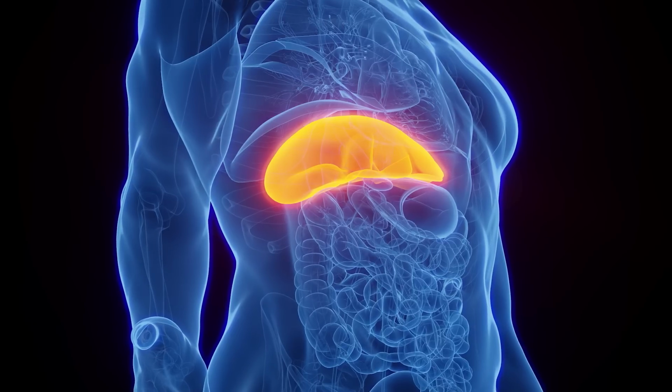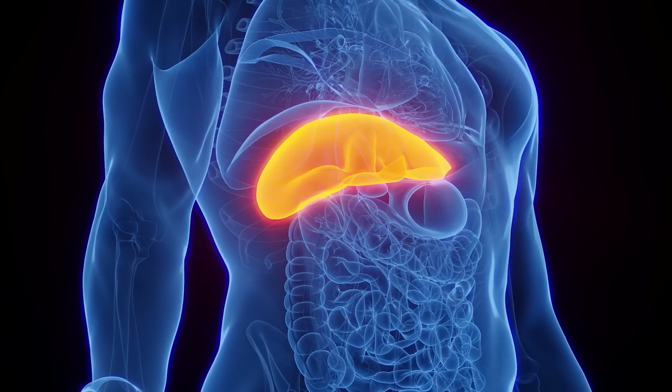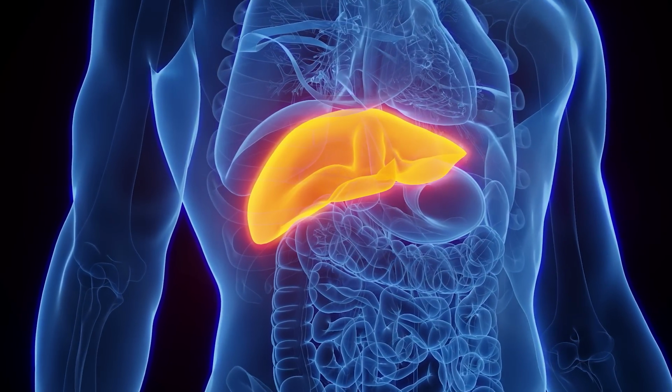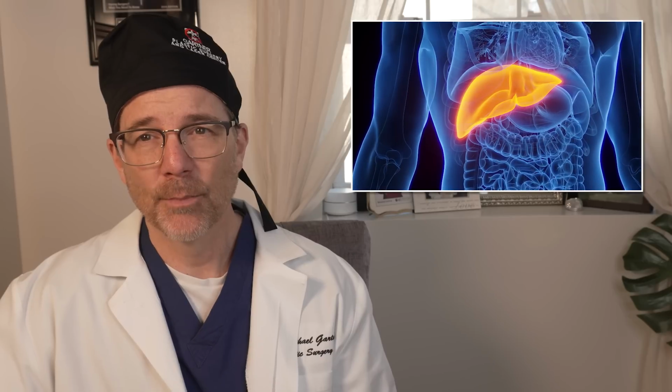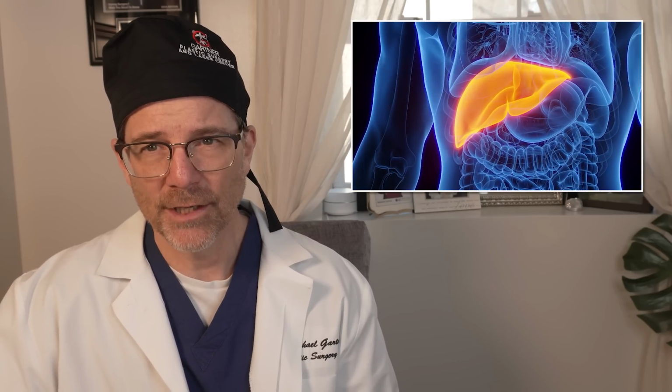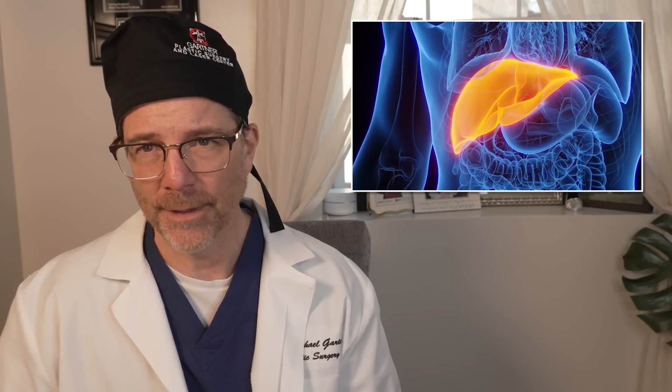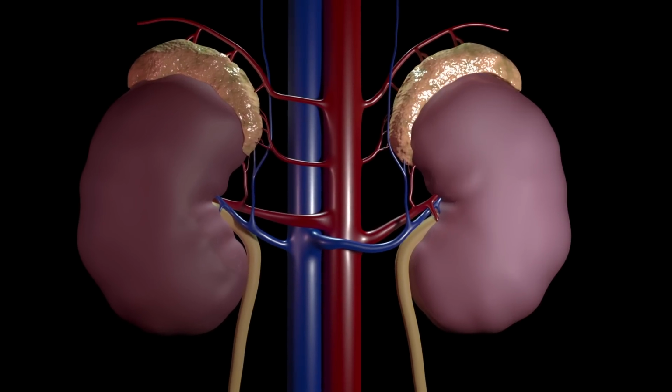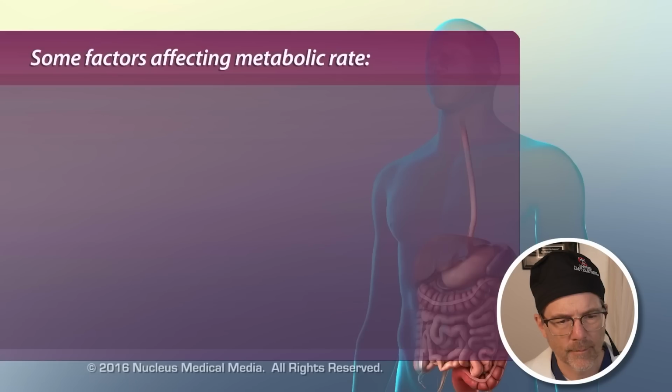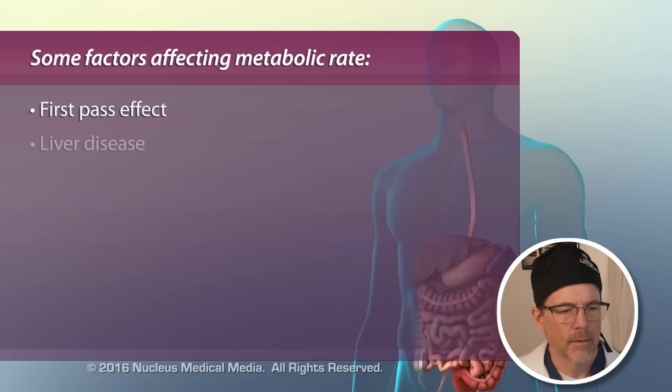If you have liver damage, for example, or your liver's sick or you have cirrhosis for whatever reason, you have to be careful not to put a lot of high concentration medications in there because it's going to take forever for them to get metabolized. And also the same thing with the kidney. If your kidneys aren't working right, it's going to take a longer time for that drug to be excreted in the urine. A few of the factors affecting metabolic rate are the first pass effect and liver disease such as cirrhosis.